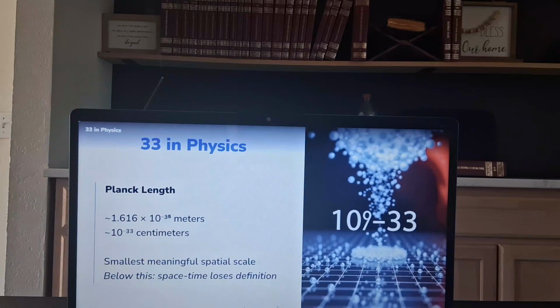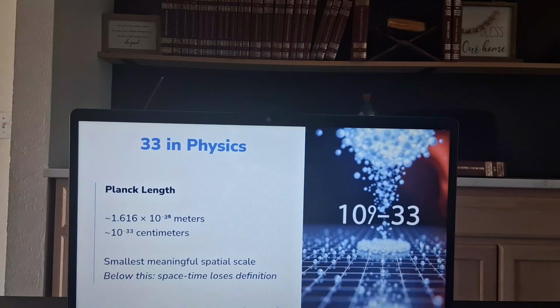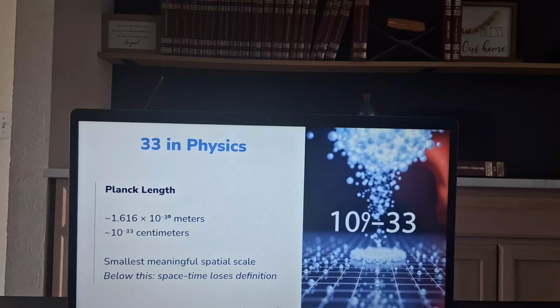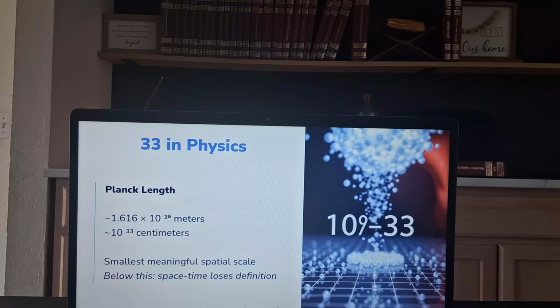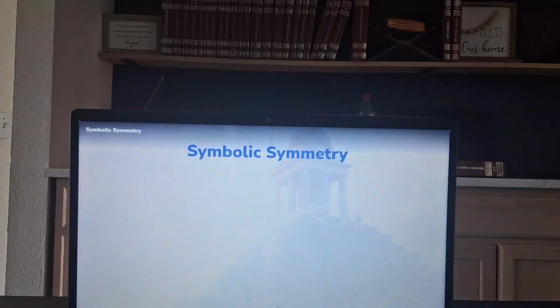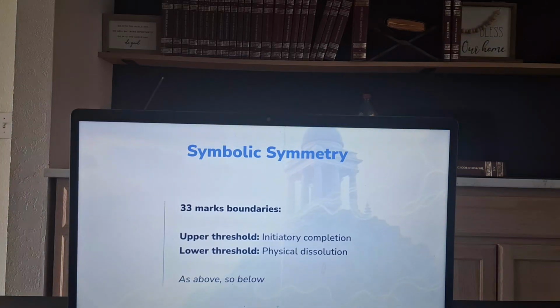The Planck length, the smallest meaningful spatial scale, is approximately 1.616 times 10 to the negative 35 meters, or roughly 10 to the negative 33 centimeters. At this scale, classical concepts of space and time lose coherent definition. 33 becomes a marker of boundaries, both at the upper threshold of human initiatory ascent and at the lower threshold where physical intelligibility dissolves. A symbolic symmetry emerges between the macroscopic and microscopic domains.